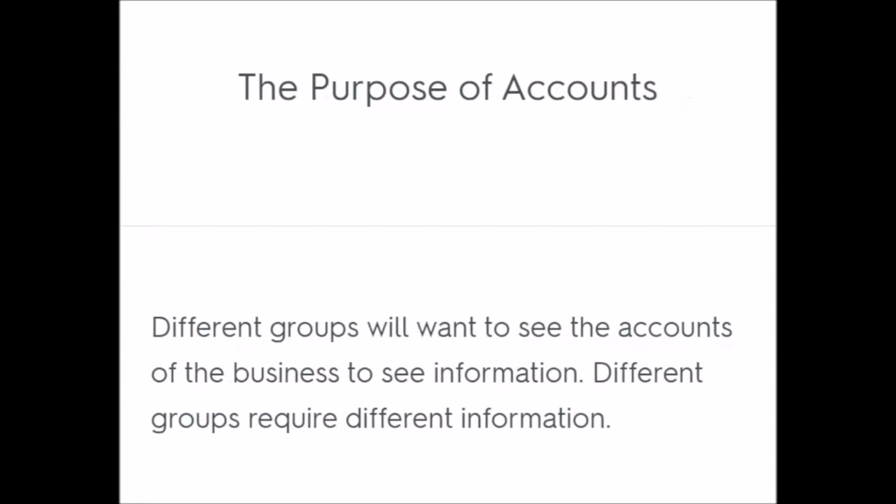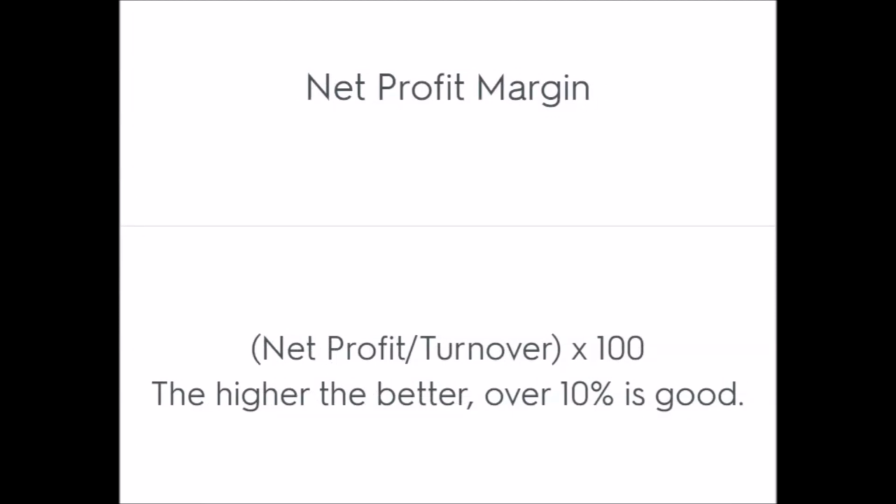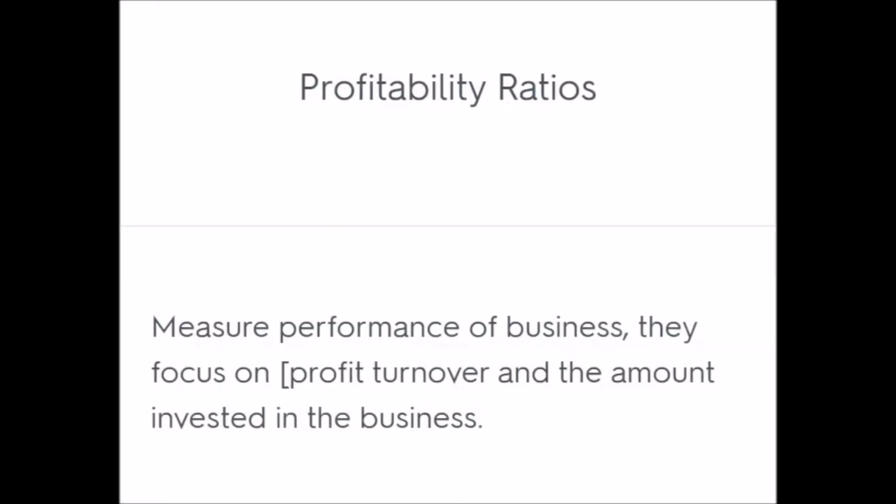The purpose of accounts: different groups will want to see the accounts of the business to see information. Different groups require different information. Gross profit margin: times 100, the higher the better. Net profit margin: times 100, the higher the better. Over 10% is good. Profitability ratios measure performance of a business. They focus on profit, turnover and the amount invested in the business.